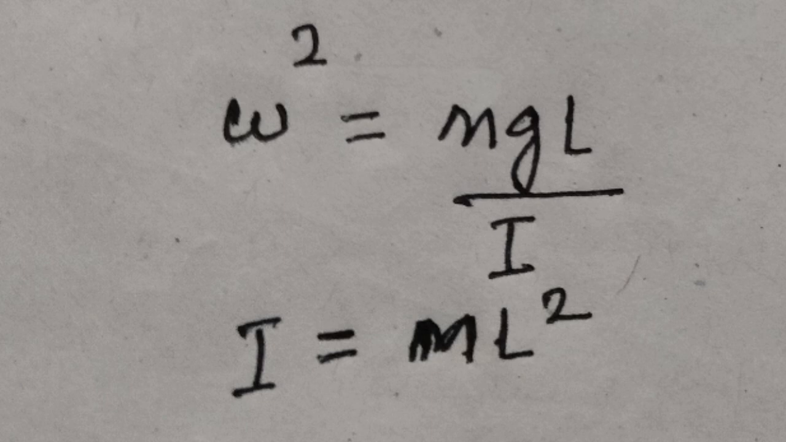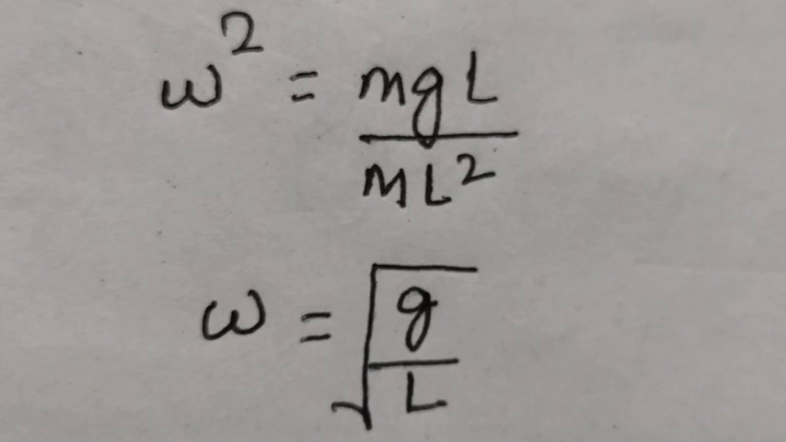I is equal to mL square. If you substitute I equal to mL square, omega square will be equal to mgL divided by mL square. So omega will be equal to square root of g by L.